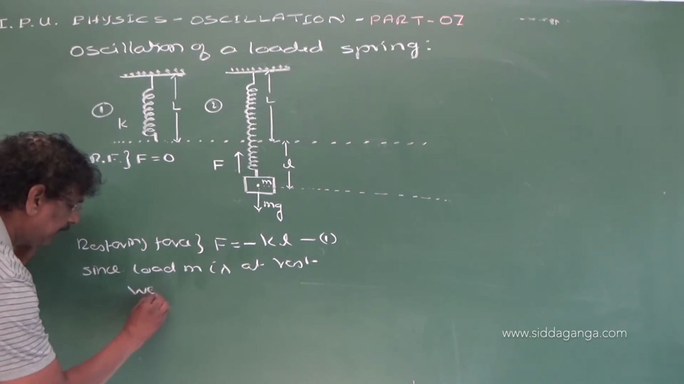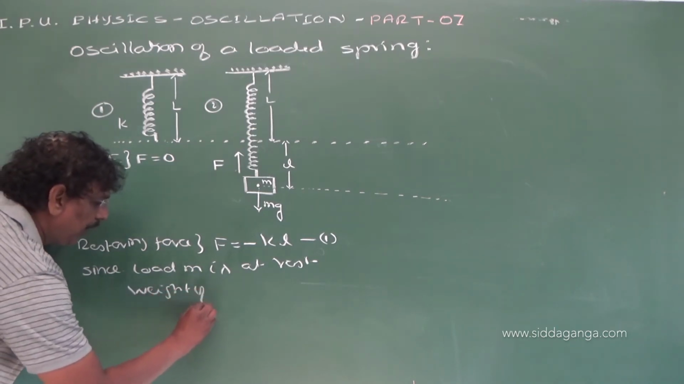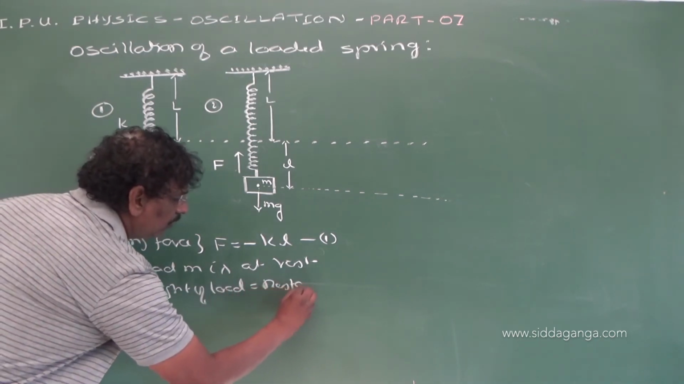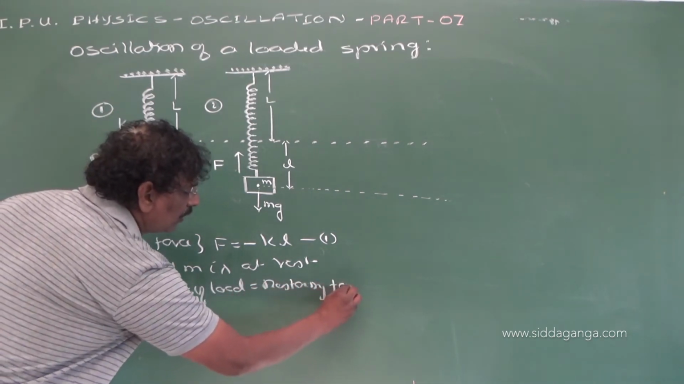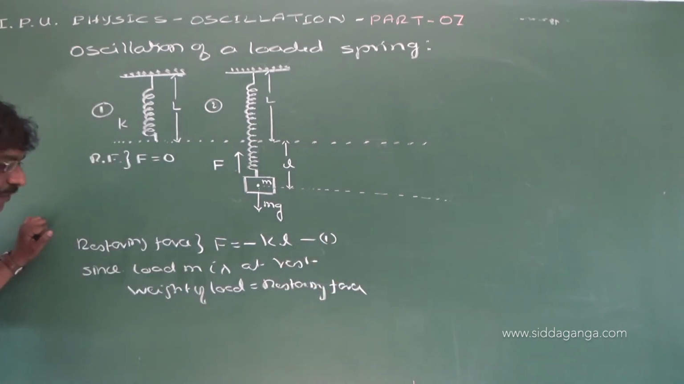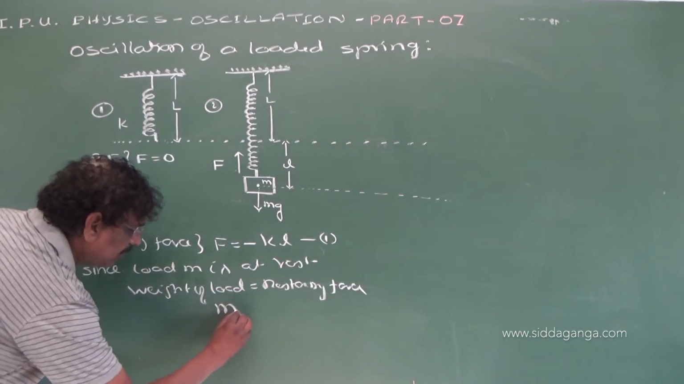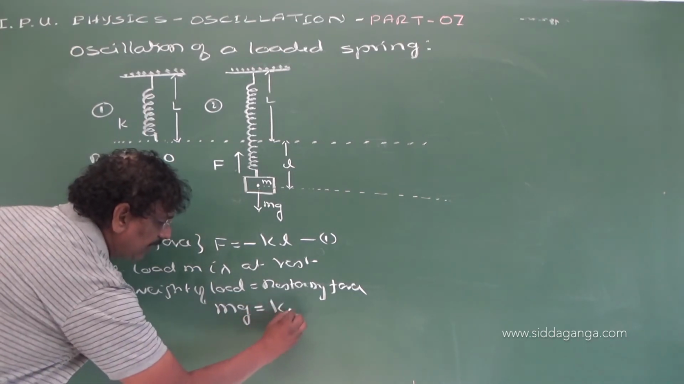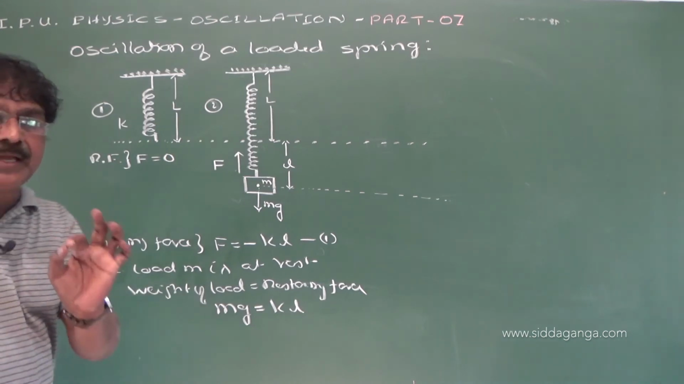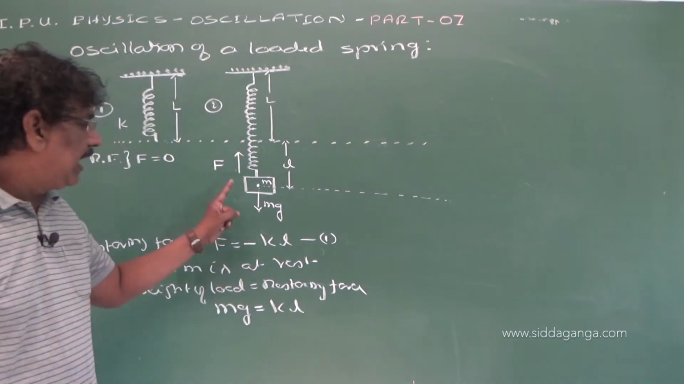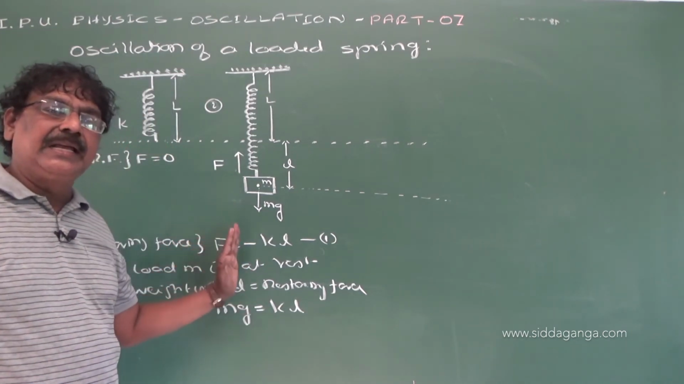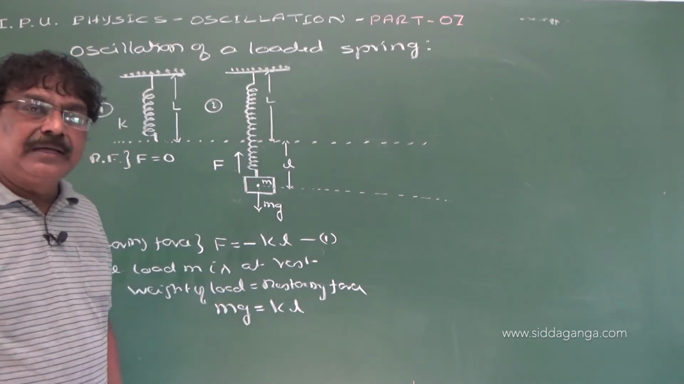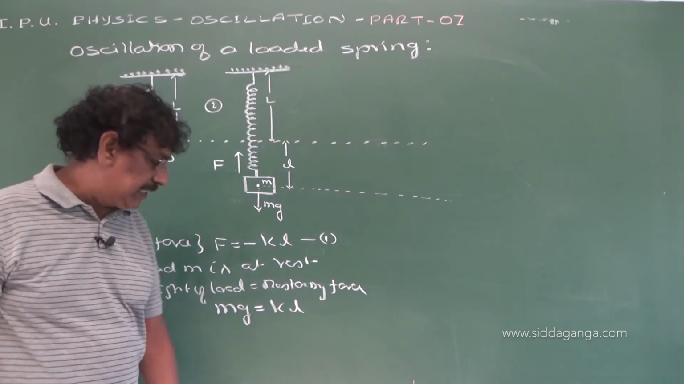Now since the load M is at rest, here weight of load is equal to restoring force. Weight of the load, that is mg, is equal to K into L. I am taking only the magnitude. The negative sign is indicating that it is in the upward direction, that is opposite to the direction of displacement.